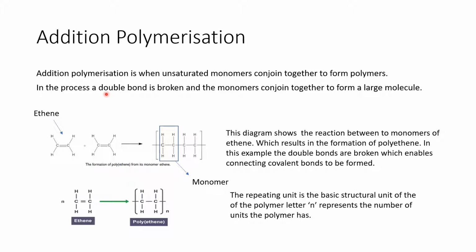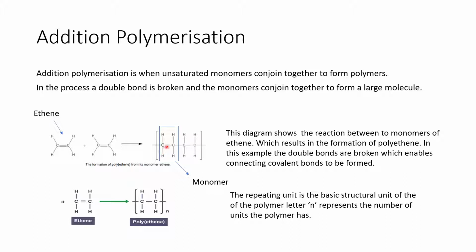Addition polymerization is when 2 alkenes react to each other and form a polymer. In the process, a double bond is broken and the monomers conjoin together, forming covalent bonds between each other, as you can see here. So in this case, we see formation of polyethene. 2 ethene monomers react to each other, and the double bond is broken, and they are bonded to each other by the covalent bond there.